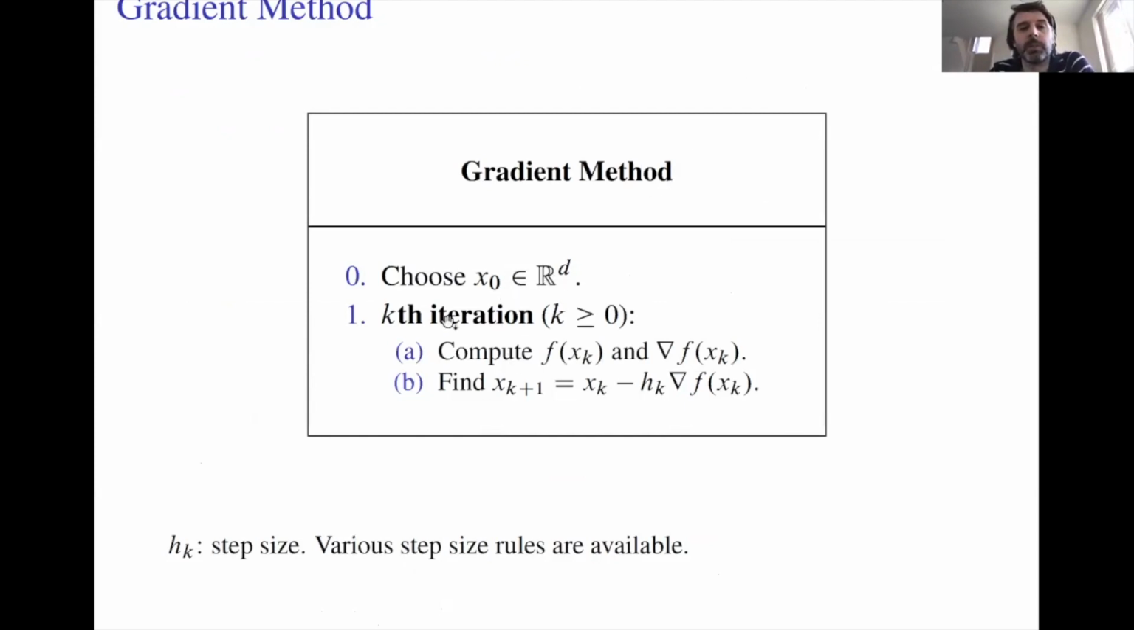Just here, a quick recap. If you're in R^d, the idea is you take some initialization, x0 in R^d, you iterate over k, you compute f(xk) and nabla f(xk). So essentially you ask the oracle, the first order oracle, to provide you information at location xk about the function. And then you update by stating x_{k+1} is xk minus some step size hk, there's various choices for that obviously, times nabla f(xk).